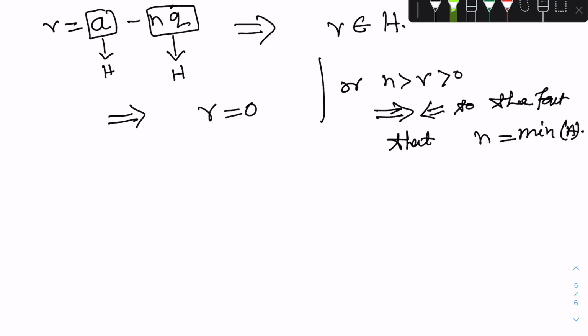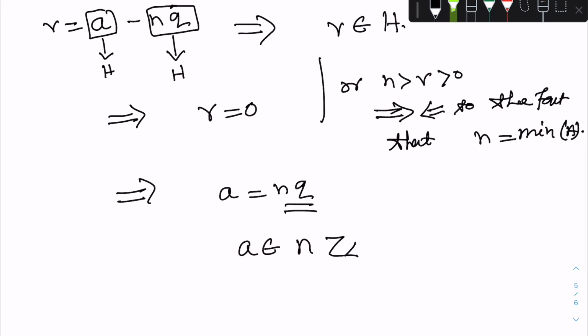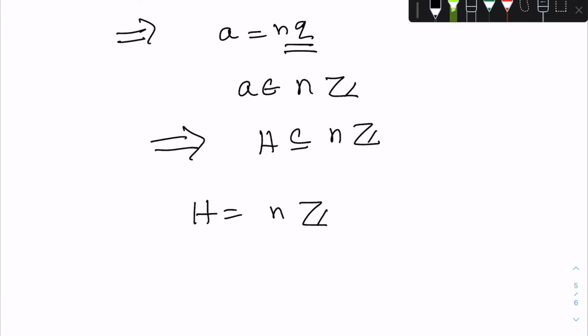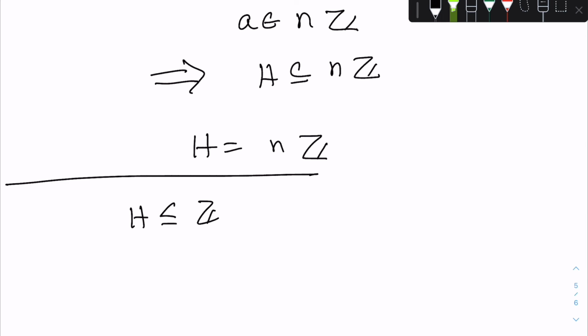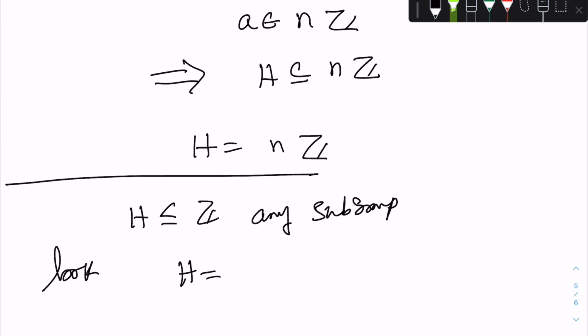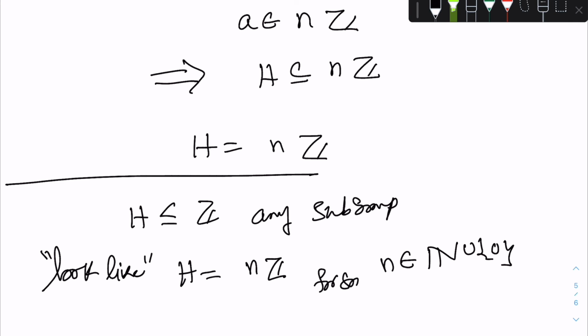So that says clearly r is 0, which implies a is nq, and a looks like n times something. So a belongs to nZ. And this is arbitrary, so H is also a subset of nZ. That says H equals nZ. And how to choose n, you know that, right? Using the minimum. So the conclusion is that any subgroup of Z looks like nZ, where n belongs to the natural numbers union 0, for some n. So this is the classification.